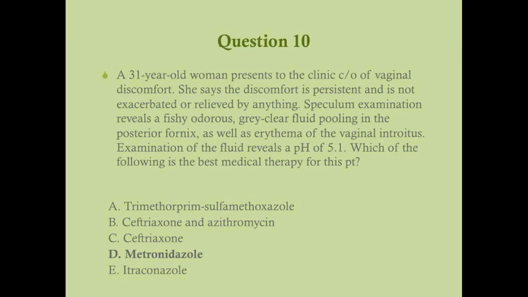So metronidazole is effective both for bacterial vaginosis and for trichomoniasis. So metronidazole. And that can be given either orally or in a suppository form. And normal vaginal pH is 3.5 to 5. You'll see various reference ranges on that, but 3.5 to 5 is an easy way to remember it.